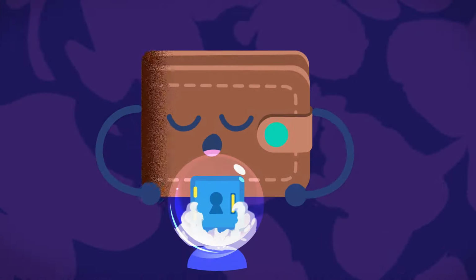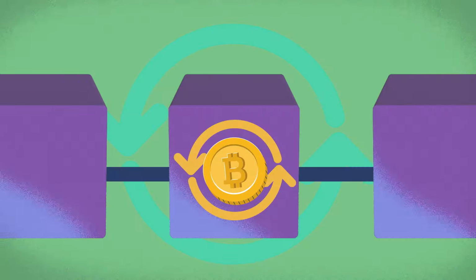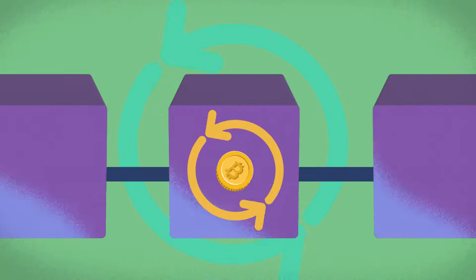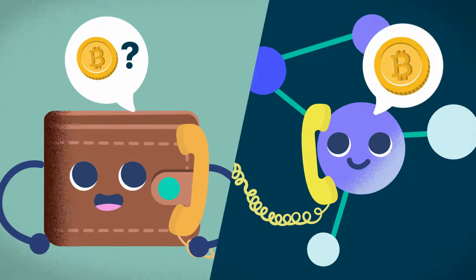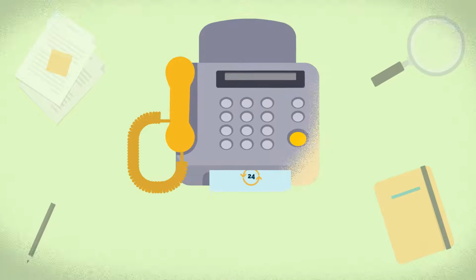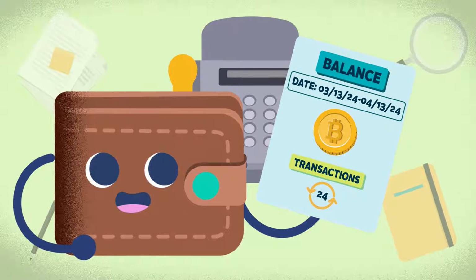But you might still wonder, how then does a crypto wallet know your balance? Remember that all your crypto transactions live on the blockchain. So, your crypto wallet simply queries the blockchain network to retrieve and keep track of the balance and transaction history associated with your blockchain address.